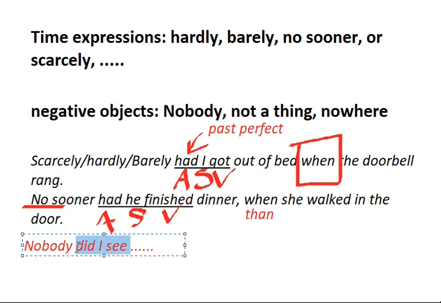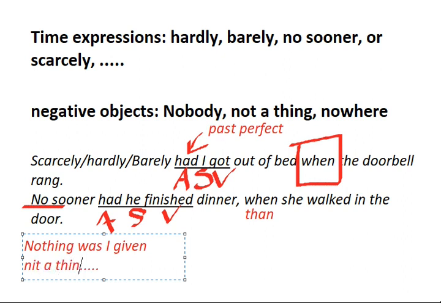Otro ejemplo. Ni una cosa me dieron. Sí, nada me dieron. Nothing was I given. Una pasiva, uso auxiliar sujeto y verbo. Ni una cosa vi, not a thing. Veré, voy a hacer un futuro. Not a thing will I see. There you have auxiliar sujeto y verbo, auxiliar sujeto y verbo.